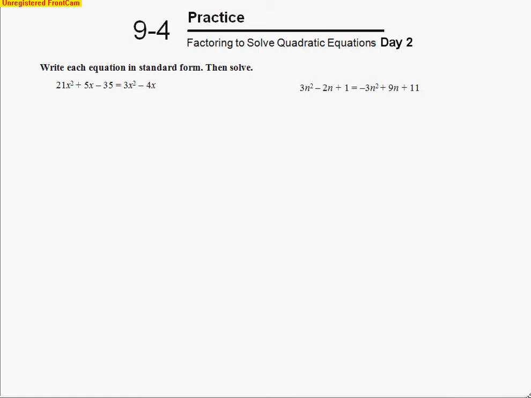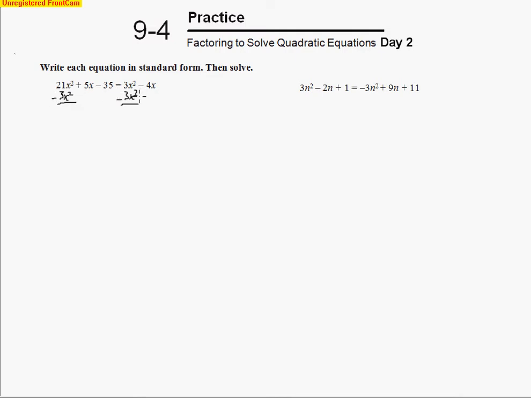This is the tutorial for Chapter 9, Section 4, Factoring and Solving Quadratic Equations, day number 2. So what we've got here is a quadratic equation, but it's not quite in standard form. Standard form is when we get all the terms onto one side and set it equal to 0. And so that's what I'm doing here.